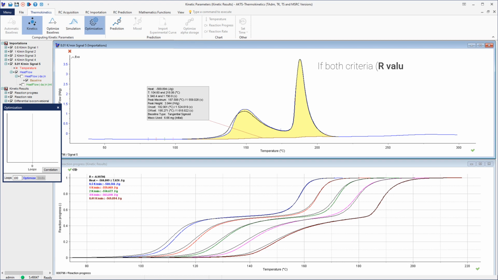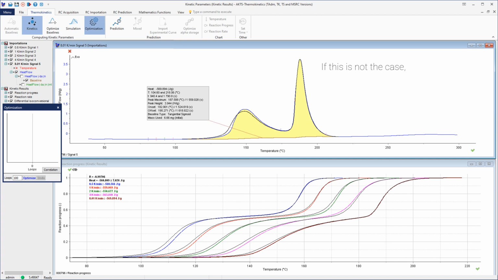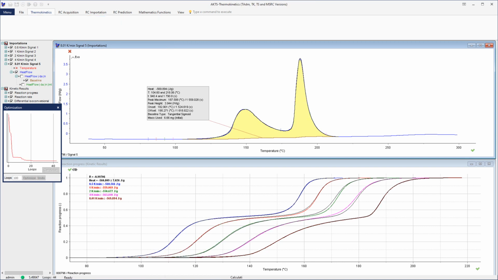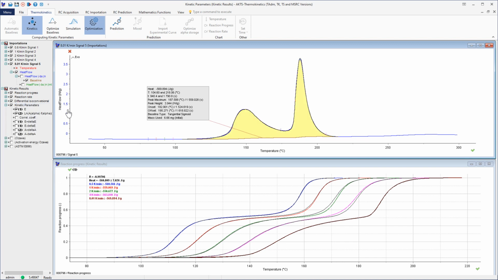If both criteria, R value and standard deviation of the reaction heat, are fulfilled, the user can expect a good fit of experimental signals by simulated curves. If this is not the case, further optimization is needed, which means more optimization loops than 100 are necessary. After adjusting the kinetic parameters, the simulation's black curves fit the experimental reaction course much better. To finish the optimization procedure, the user should close the optimization window.